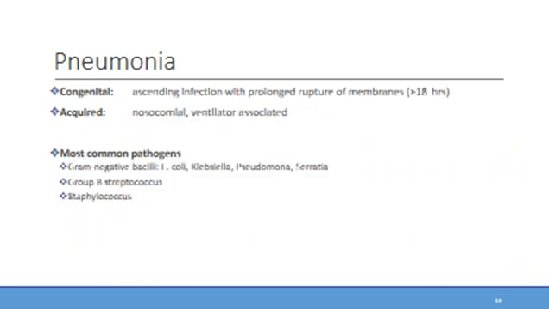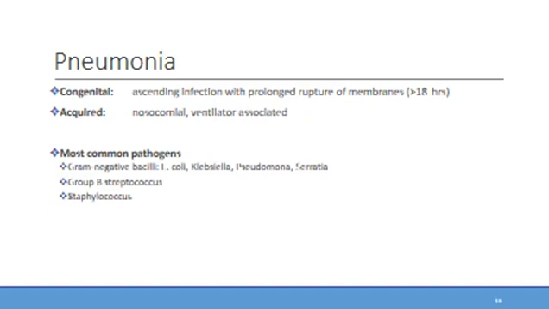Congenital pneumonia is a common cause for respiratory distress in the neonatal period, and it might be caused by infecting agents such as viral, bacterial, or fungal agents, but most often in neonates we see bacterial infections. It can be acquired congenitally due to ascending infection with prolonged rupture of membranes, specifically more than 18 hours, or it could also be acquired, which would then be nosocomial infection or ventilator-associated infection.